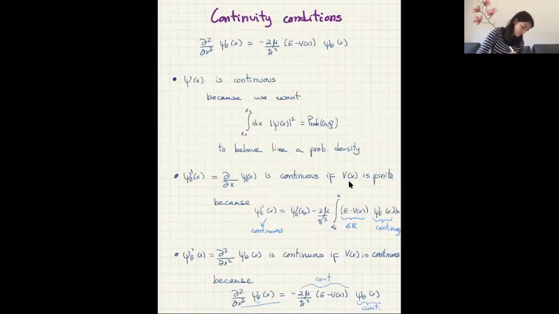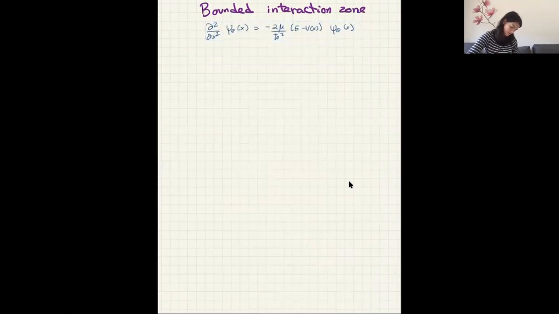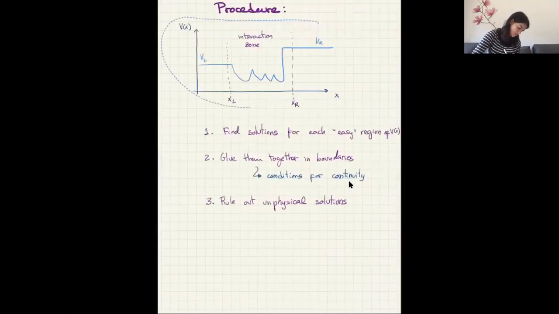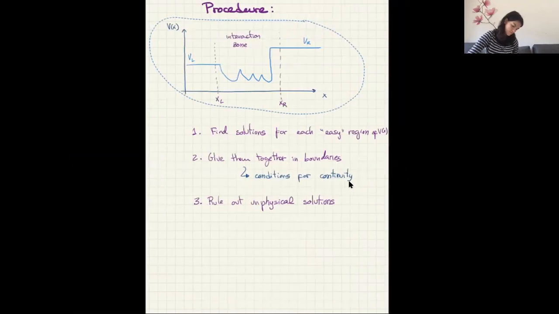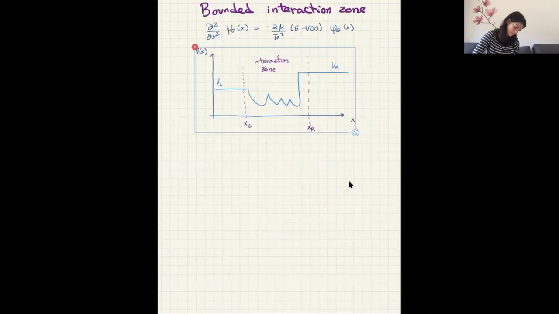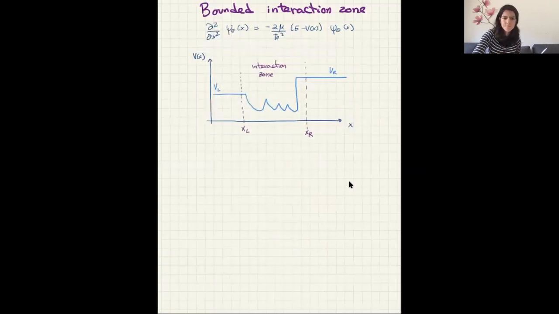Okay, let's copy again our Schrödinger equation. And now let's think only about problems that have this bounded interaction zone. So we will treat first these zones of constant potential. We'll see what can happen in these zones, and then we'll see a few different cases.